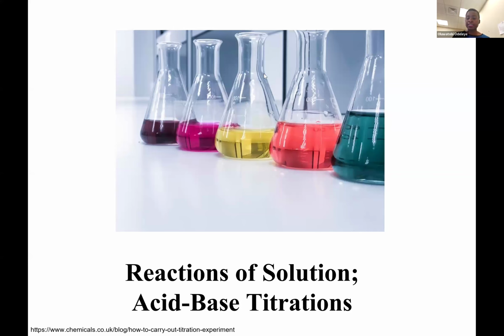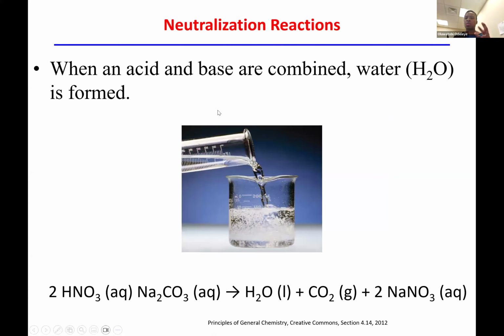All right, so we've defined acids and bases, talked about characteristics of strong acids, strong bases, weak acids, weak bases. Let's talk about titration a little bit more. When I take an acid and a base and combine them, I'm usually going to form water. This is called a neutralization reaction. Just because it's called a neutralization reaction does not mean it has a neutral pH.